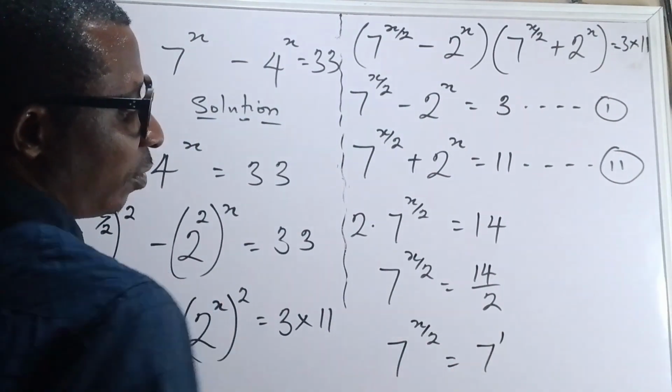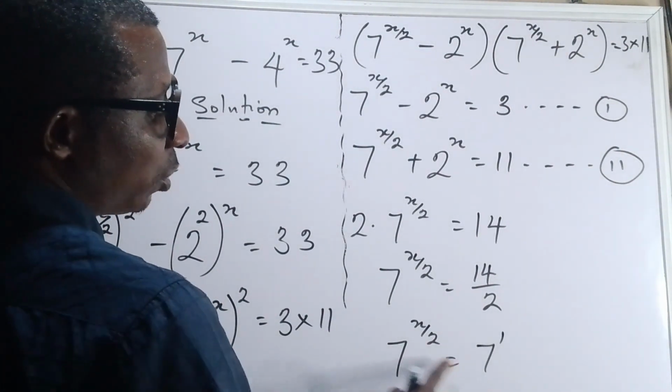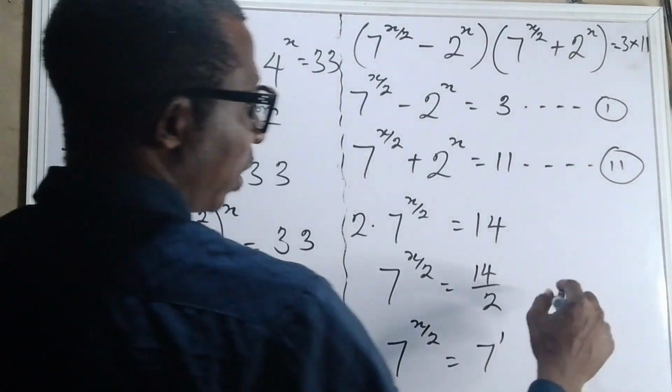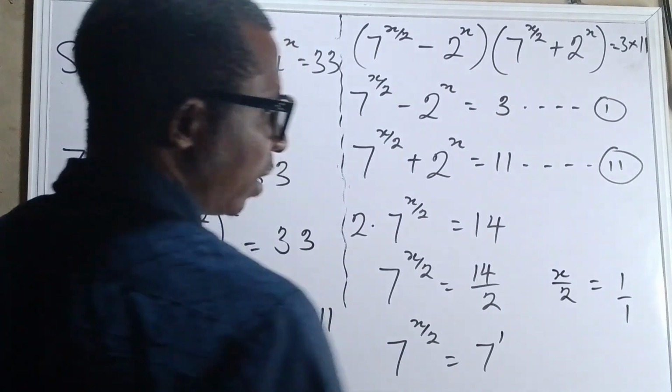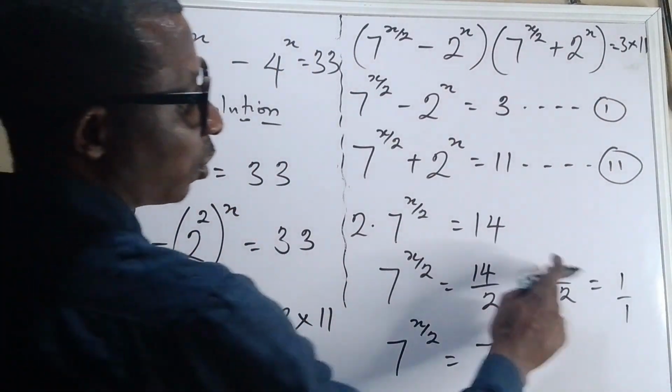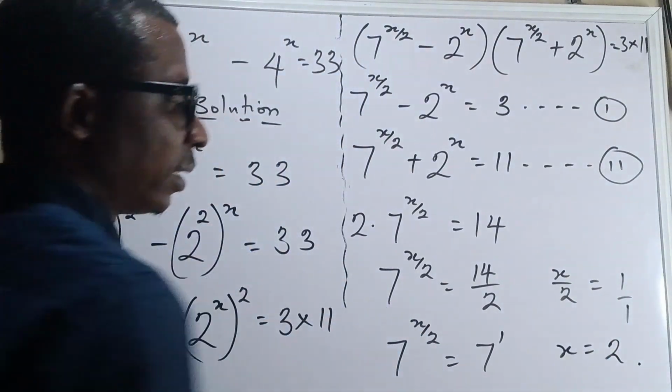7 is the same thing as 7 raised to the power of 1. Now the bases are equal, so you can equate the powers. So we have x over 2 equals 1. So 1 is the same thing as 1 over 1, so you cross multiply. We have x equals 2. And that is the value of x.